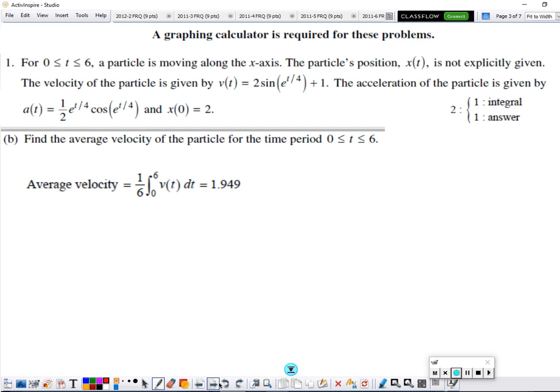Let's find the average velocity of the particle for the time period 0 to 6. This is it. There's nothing else to do. It's a memorized fact. 2 points. 1 point if you have the integral. So let's back up here. So 1 point if you have the green box, and then a second point if you have the red box.